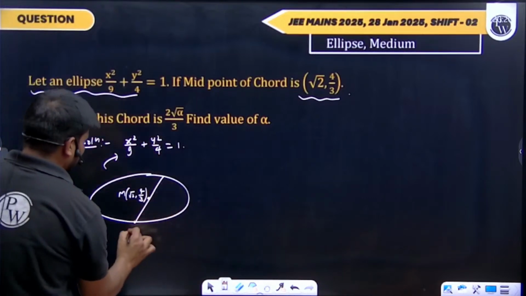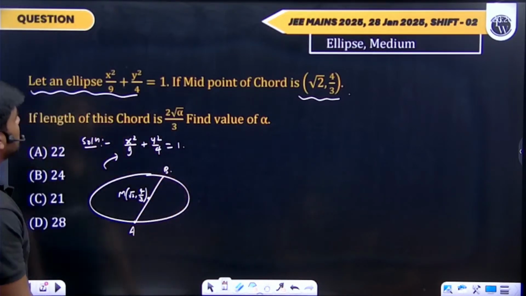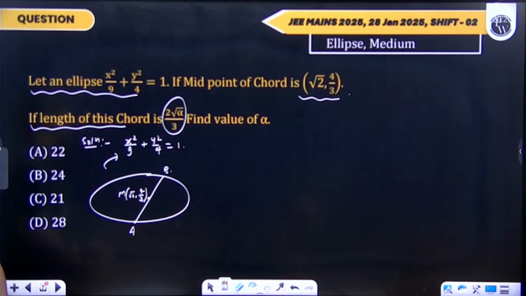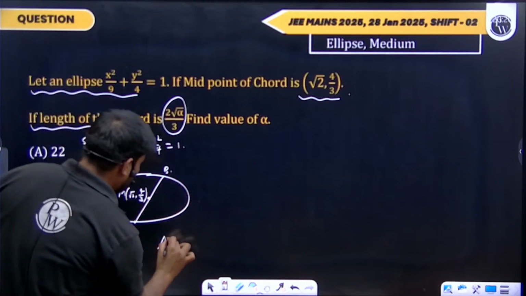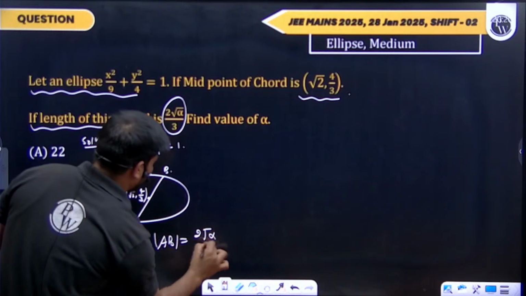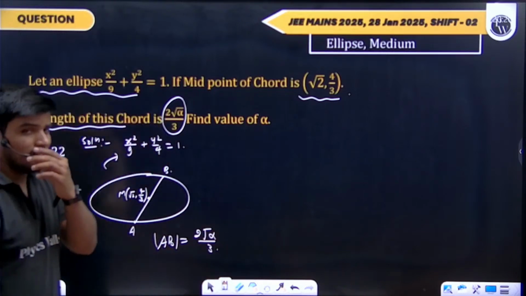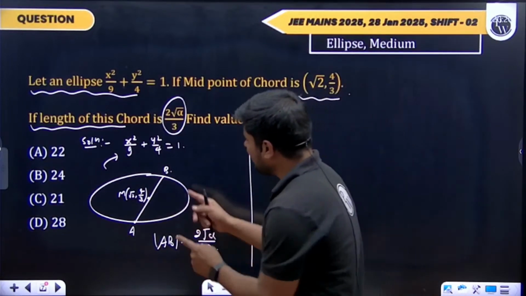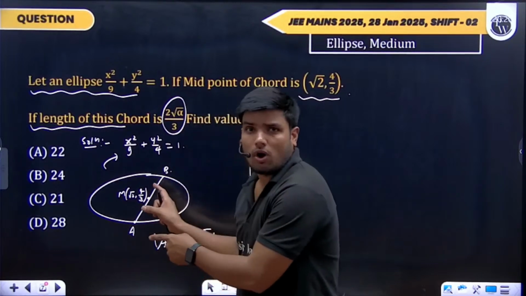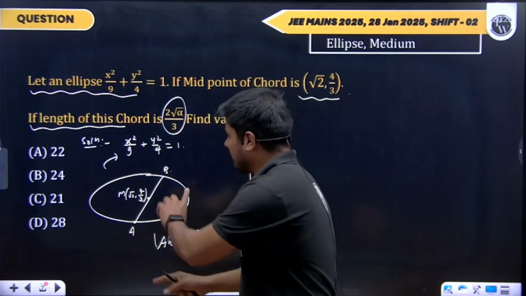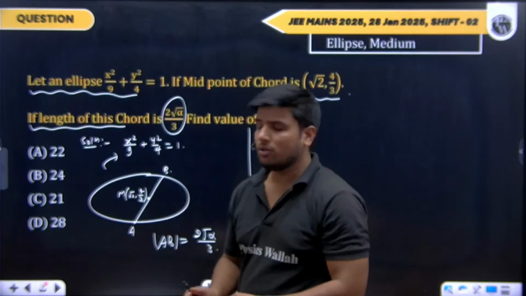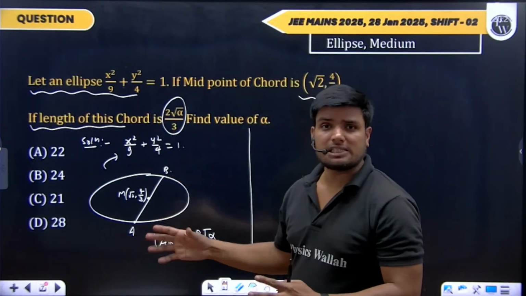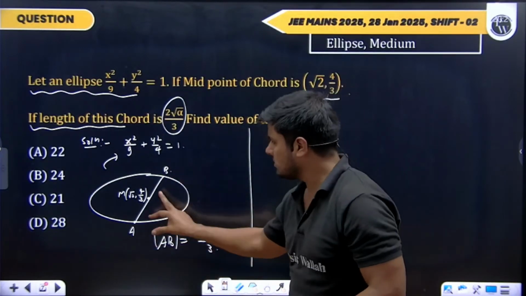Now it is asking the length of this chord. The length of the chord is given in terms of some unknown, that is, the length of AB is 2 root alpha by 3, and we have to determine the value of this alpha. So the idea is that we have to find the equation of this chord, and later we have to solve this ellipse and AB together to get the points of intersection A and B.